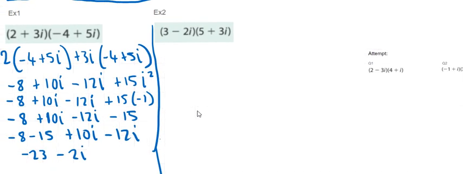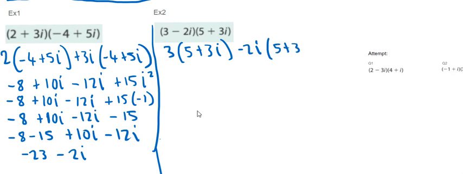Example 2, we start the same way again. We're going to do 3 multiplied by the second bracket, so 5 plus 3i, and we're going to do minus 2i multiplied by the second bracket, so 5 plus 3i. 3 multiplied by 5 is 15, 3 multiplied by 3i is 9i, minus 2i multiplied by 5 is minus 10i, and then minus 2i multiplied by positive 3i, well, minus 2 multiplied by 3 will be minus 6, and then i multiplied by i again is i squared.